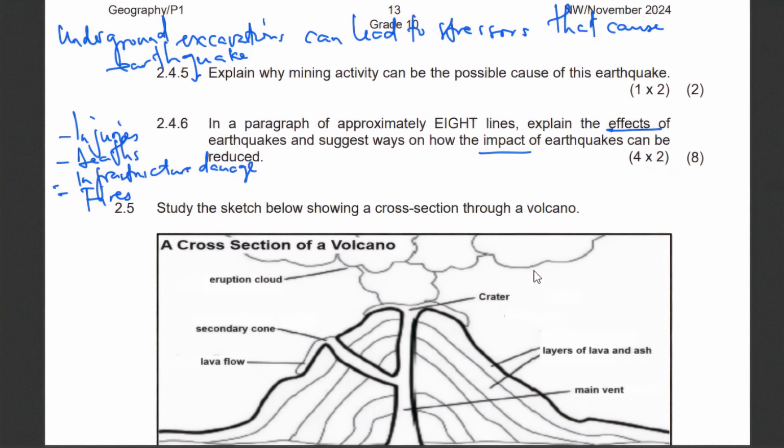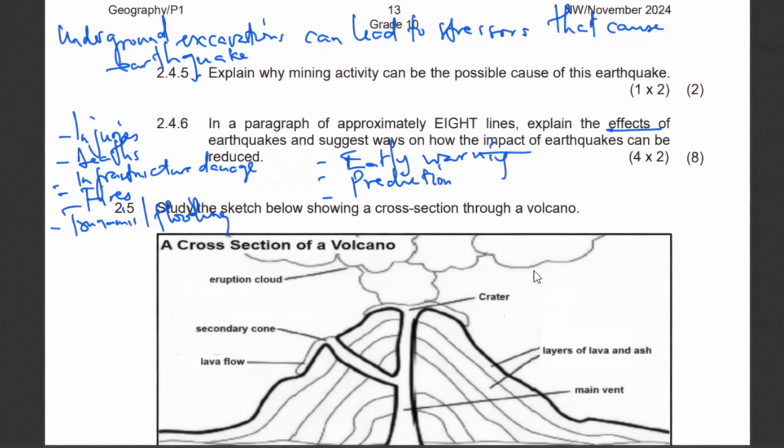And also earthquakes in some coastal areas can result in tsunamis or flooding of the coastal areas. Those are some of the effects of earthquakes. And then, how can we reduce the impact? When we are trying to reduce the impact of earthquakes, we can try to introduce early warnings to alert people so that they will be prepared before the earthquake strikes. And also we can look at prediction of earthquakes.